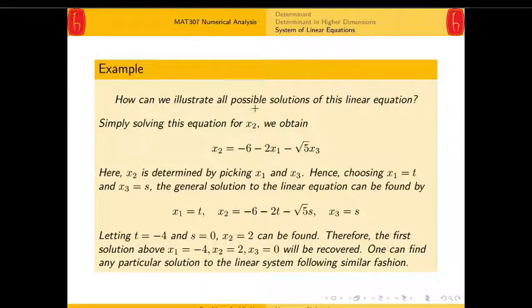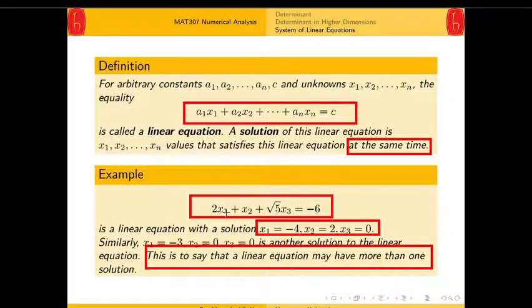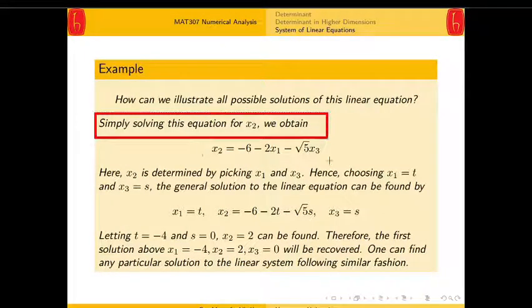How can we illustrate all possible solutions of a linear equation? This is simply solving this equation for x2. If we leave x2 alone and move all the other terms to the right, we will have x2 equal to -6 minus 2x1 minus √5 x3. Here this means given x1 and x3, we can obtain x2.